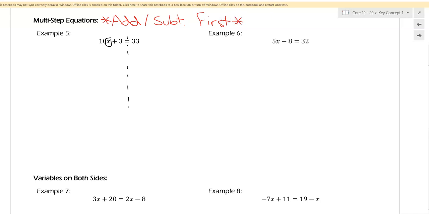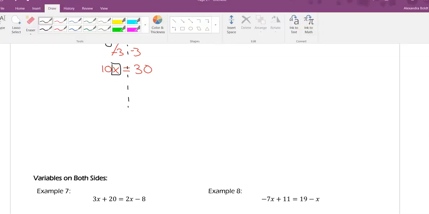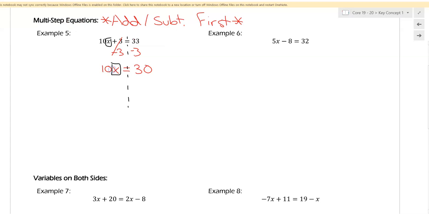Okay, so we have this plus 3. So I'm going to minus 3. They cancel, so I'm left with 10x. 33 minus 3 is 30. Now again, I'm going to locate my x. It still has that 10 with it that's being multiplied. So I'm going to divide by 10. Cancel. And 30 divided by 10 is 3.